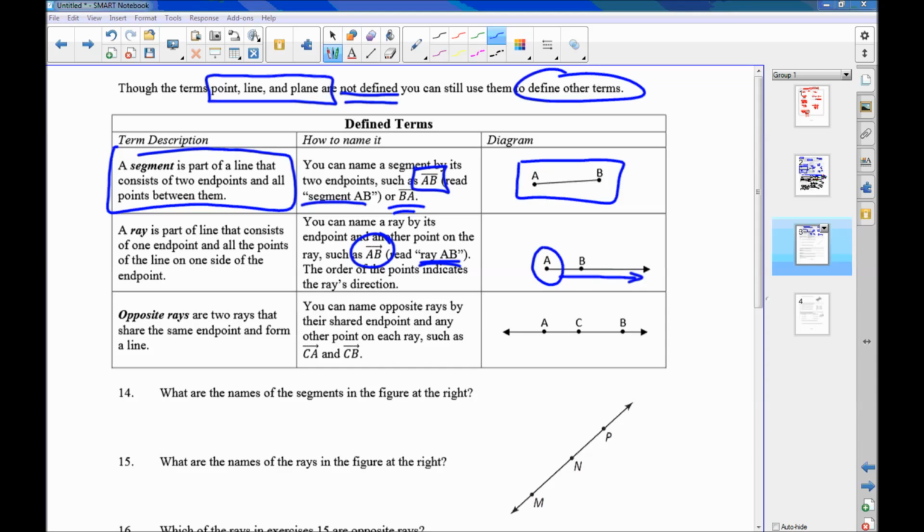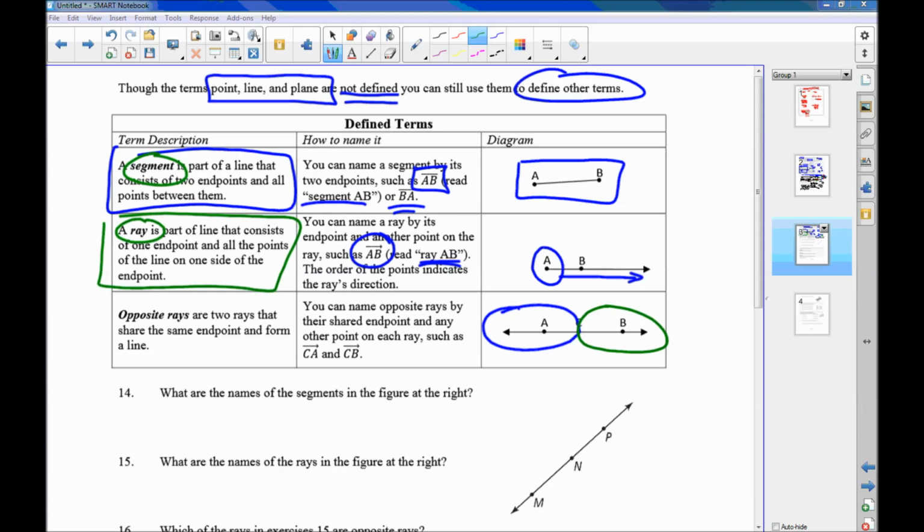Okay. Opposite rays are two rays that share the same endpoint and form a line. So think of it as like just split the line in half. Okay. So you can name opposite rays by their shared endpoint and any other point on each side of the ray. So this is ray CA over here in blue, and this is ray CB over here. Okay, so we have three new definitions. We have ray, we have a segment, and we have opposite rays. And these are actual definitions. They just use our undefined terms. So, but we can define things with those undefined terms now.